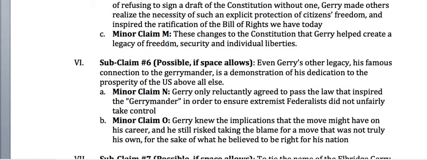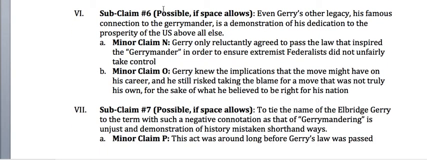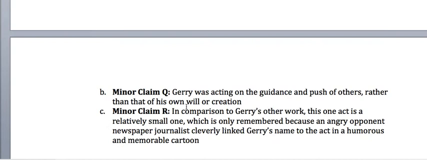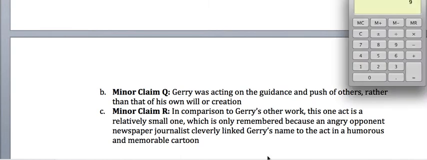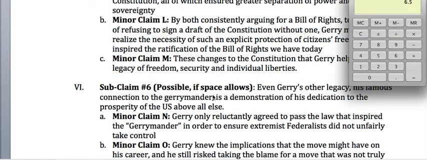Oh, and then if I get to 13, you can see subclaim 6 and subclaim 7. I have those possible if space allows. So 13, 14, 15, 16, 17, 18. If we take out our little calculator, we had 13 paragraphs, 2 to a page, so I divide by 2, that's 6.5 pages before subclaim 6, where I say if space allows. So actually, that's 6.5 pages.